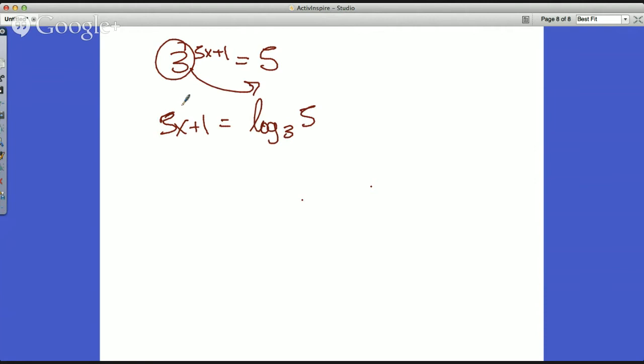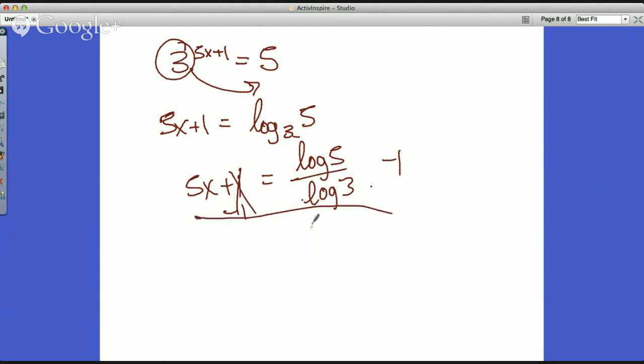So how could I solve for that x now? I could subtract 1 and then divide by 5. But before I do that, I have to solve for log base 3 of 5. How could I do that? We could do the change of base formula, where we get the log of 5 divided by the log of 3. Now we can subtract 1, and then we can divide by 5.